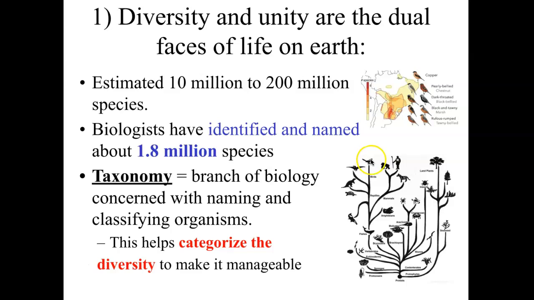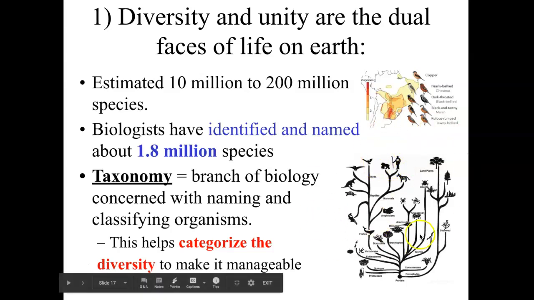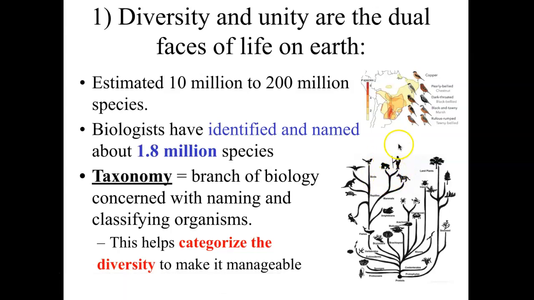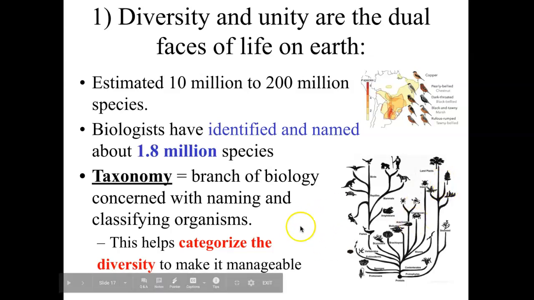It allows us to understand which organisms are more closely related to each other and which organisms are more distantly related to other organisms, right? So the closer they are on a branch together, the more they share in common, the more related they are. The farther the branches are from other branches, the less they have in common. The more distant the common ancestor would have been.